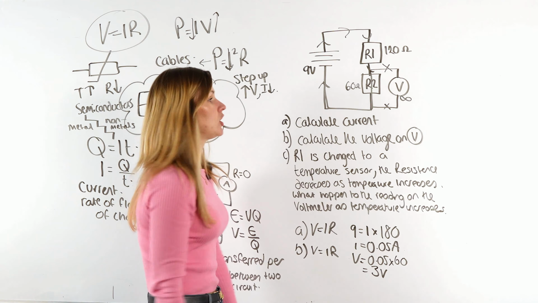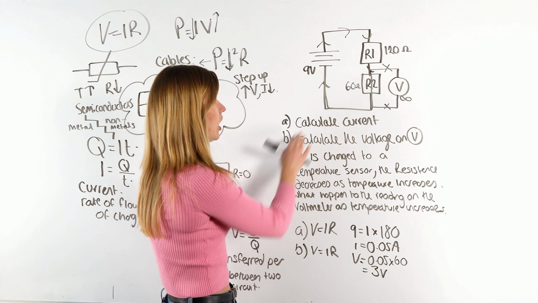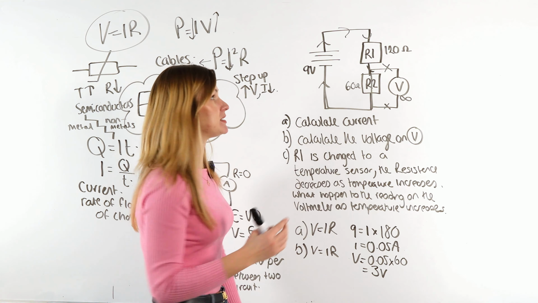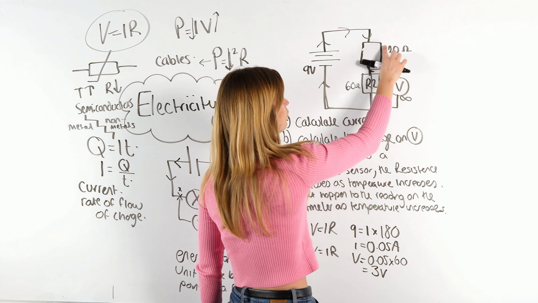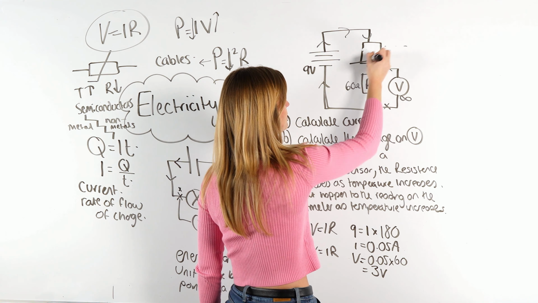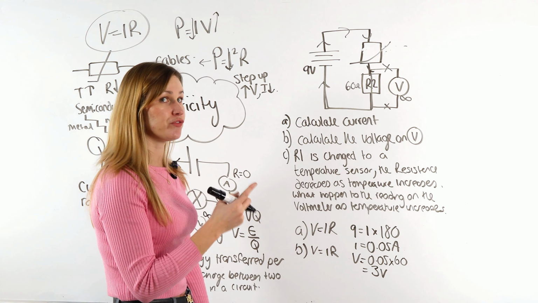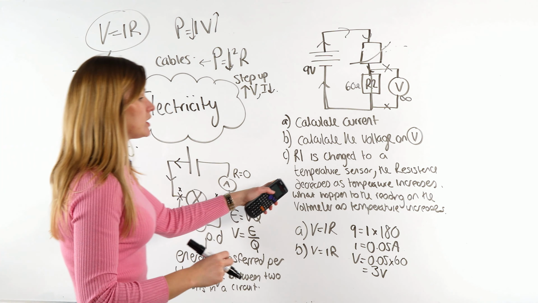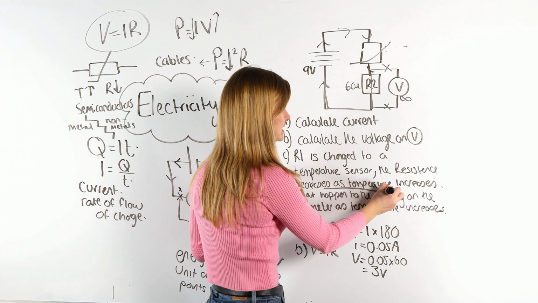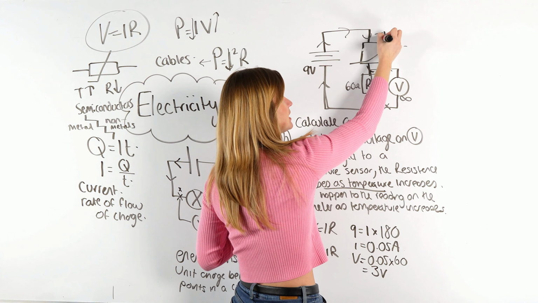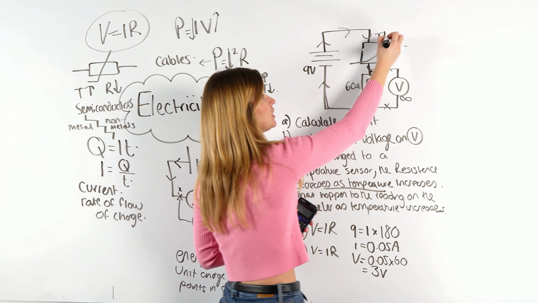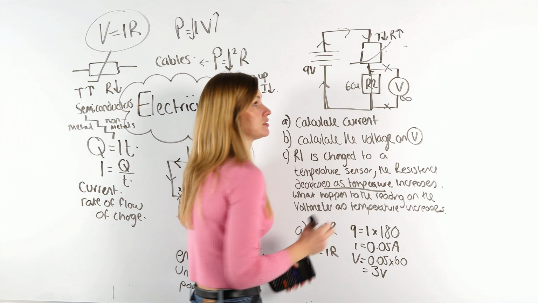Okay, the last bit here is it's saying that R1 is now changed to a temperature sensor, so it's changed to a thermistor. So I'm going to change R1 to a thermistor. And we know that for a thermistor, when the temperature is high, the resistance is low. What it says here is we want to decrease the temperature. If we drop the temperature, it does the opposite to what we just learned. If we drop the temperature, the resistance gets much higher.